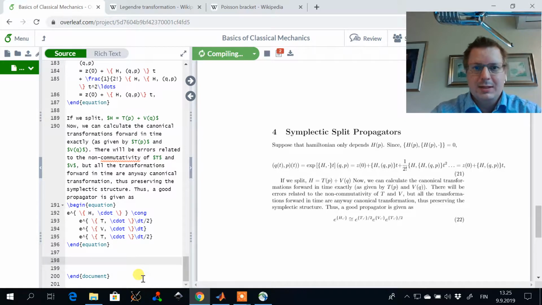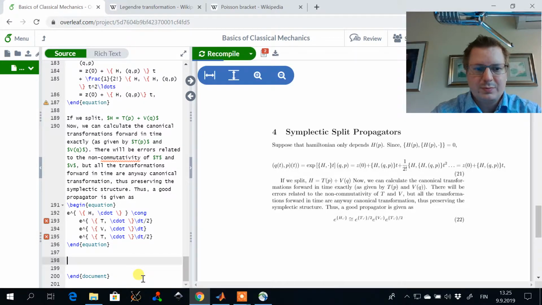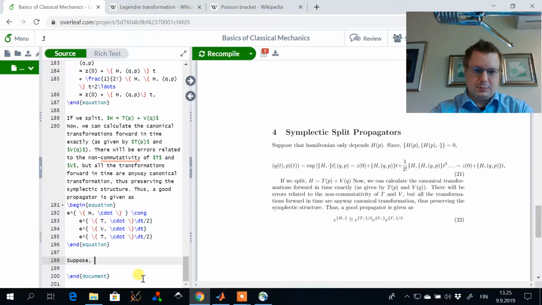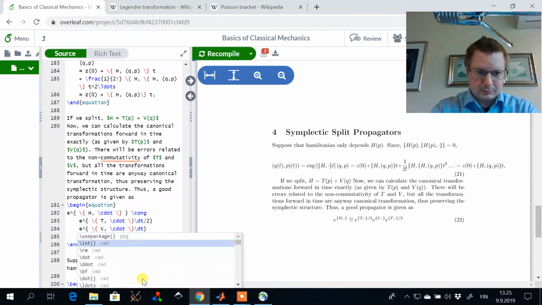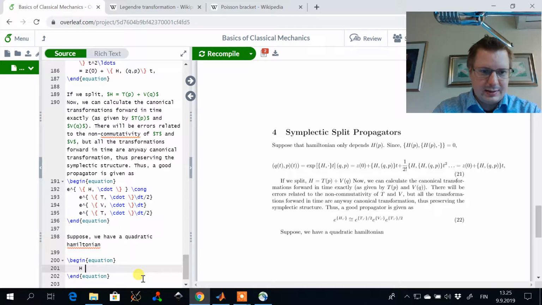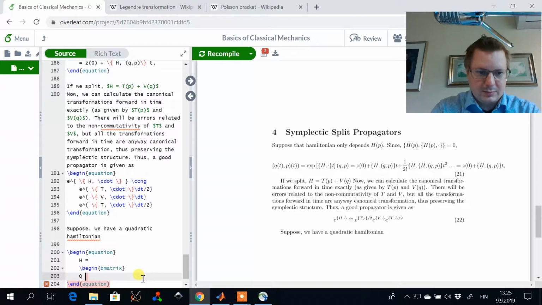Okay, let's take a good example in terms of matrices. So suppose we have, let's write the Hamiltonian as such a way that we have some Q and some P.